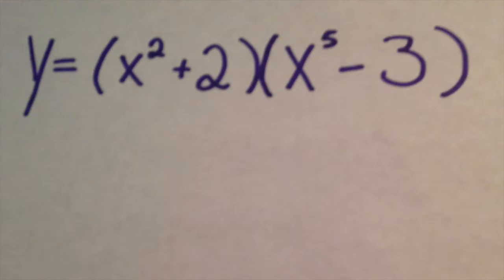y equals the quantity x squared plus 2 times the quantity x to the fifth minus 3. Now, most of you Nimrods would try to take the derivative of each term before multiplying. If you did this, you would end up failing calculus and living in a van down by the river. Now, you're probably asking, well, Matt, how do I get myself back on the right track? It's simple. You do this.